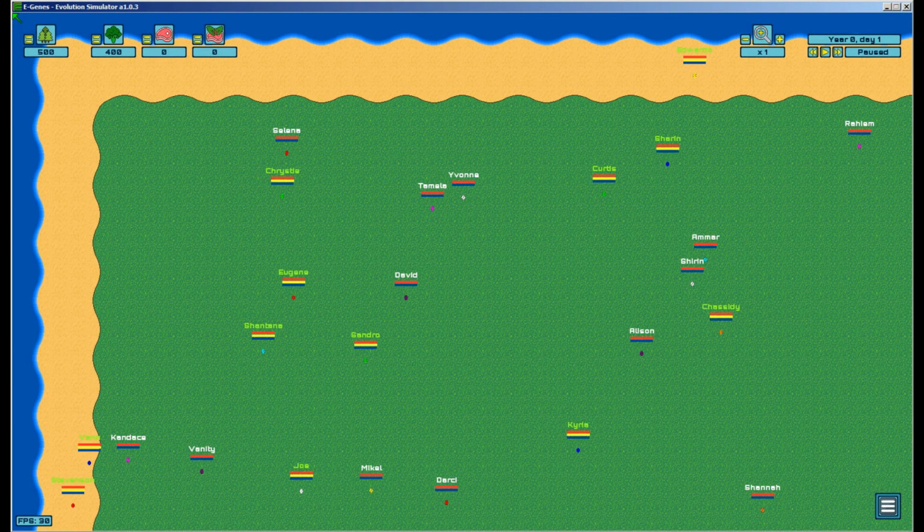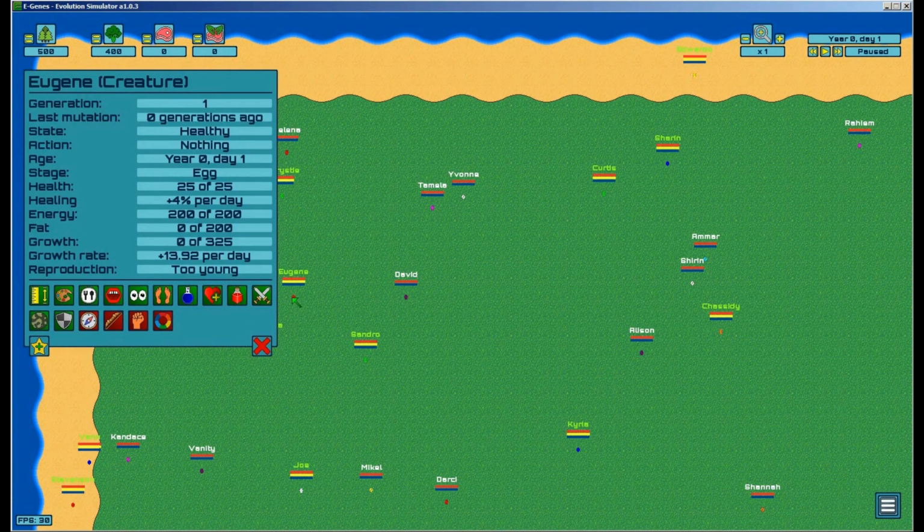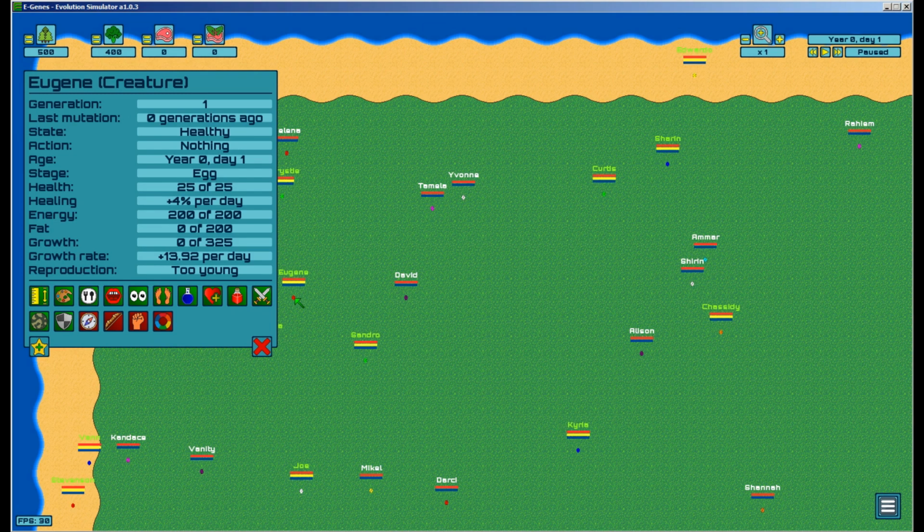Now let's take a look at the creatures. Eugene right there, looks like a good candidate. From top to bottom, the creature statistics window displays the following details. The current generation. When the last mutation happened. The state of the creature. The current action of the creature. The age of the creature.